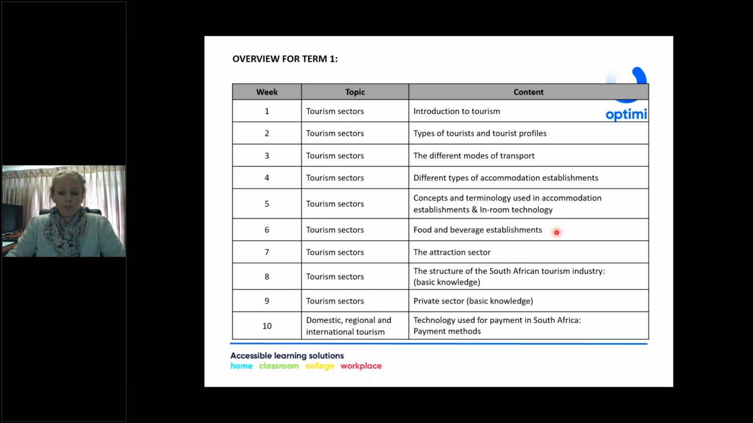For week 6, food and beverage establishments. For week 7, attraction sectors. For week 8, the structure of the South African tourism industry. For week 9, the private sector. And for week 10, you had to look at the technology used for payment in South Africa, the different payment methods.